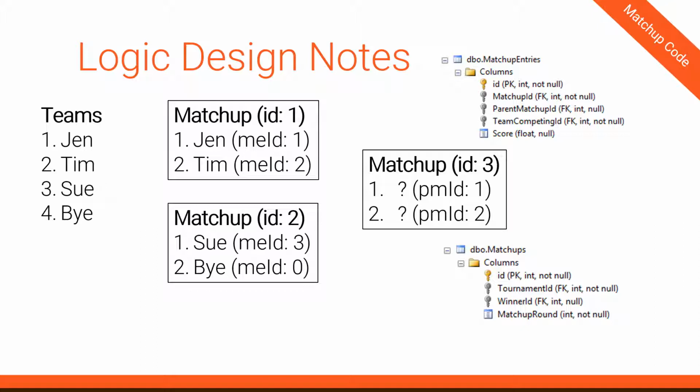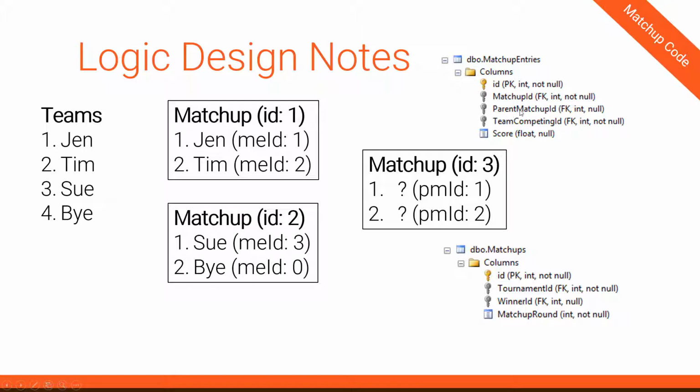Now I said, okay, let's create our first round of matchups and see how that looks. So I create this matchup, and I said, well, that's ID number 1. We'll need that ID for later. And then I said, well, Jen and Tim would be in that first matchup because they're the first 2 in the list. Remember, this will be randomized. So Jen plays Tim, and I said each one of these, this is the MEID, which is the matchup entries ID. So Jen has a matchup entry ID of 1. So that'd be the ID of 1.